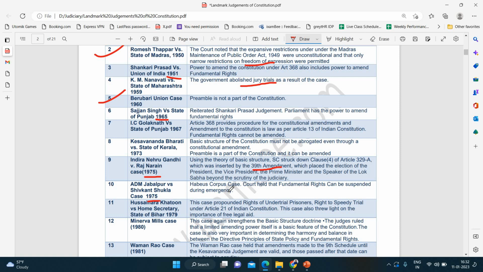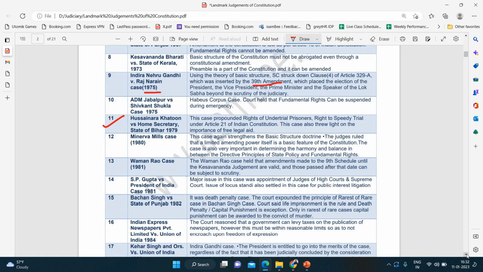the court held that fundamental rights can be suspended during emergency. Then the next one is Hussainara Khatoon versus Home Secretary, State of Bihar. This case propounded the rights of undertrial prisoners, the right to speedy trial under Article 21 of the Indian Constitution. This case also threw light on the importance of free legal aid. So this case was related to the rights of prisoners, their right to speedy trial, their right to free legal aid. Then the Minerva Mills case 1980.